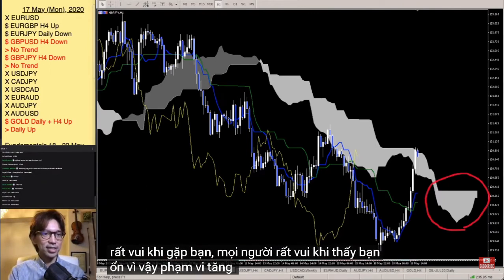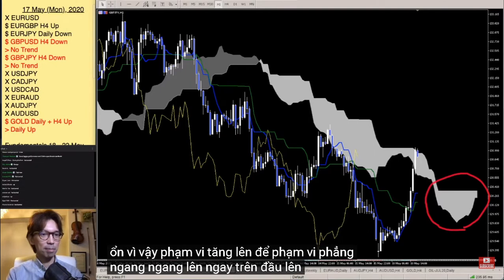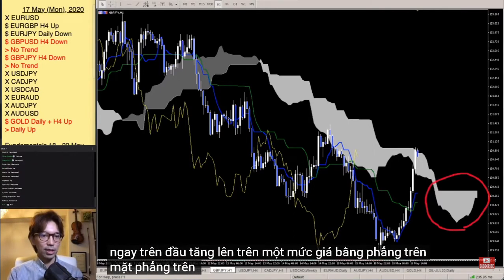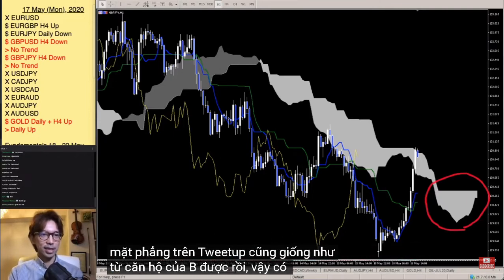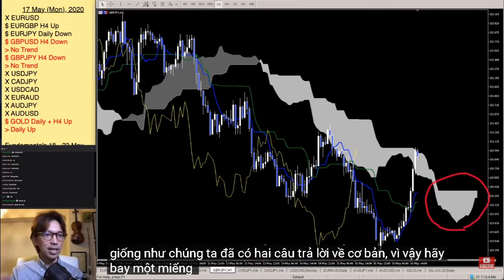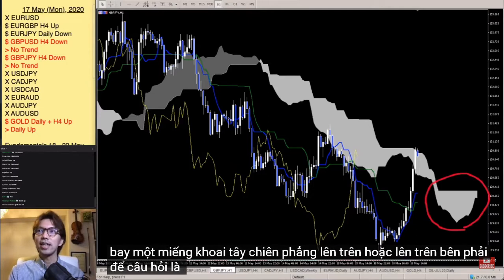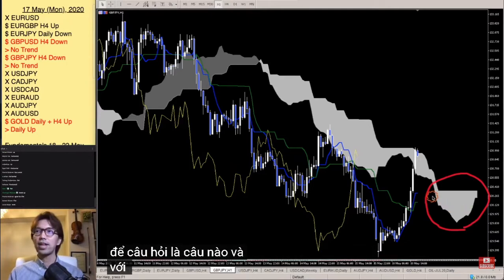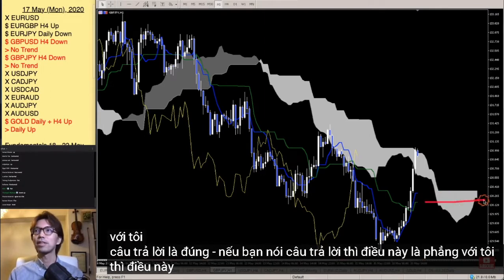So I see range, horizontal, flat, up. Senko Span B is flat. All right, so it looks like we've got two answers basically: either flat or horizontal, or up. So which one is it? To me, this is flat. If I tell the answer, this is flat to me.